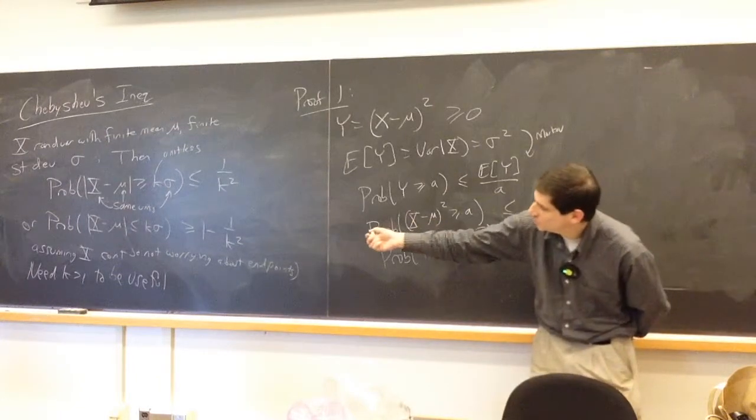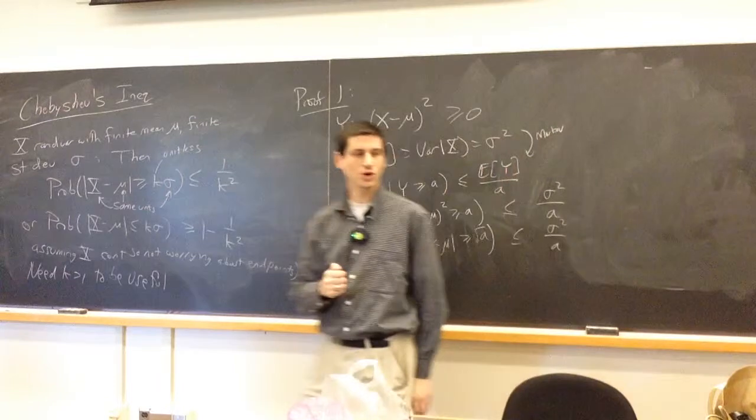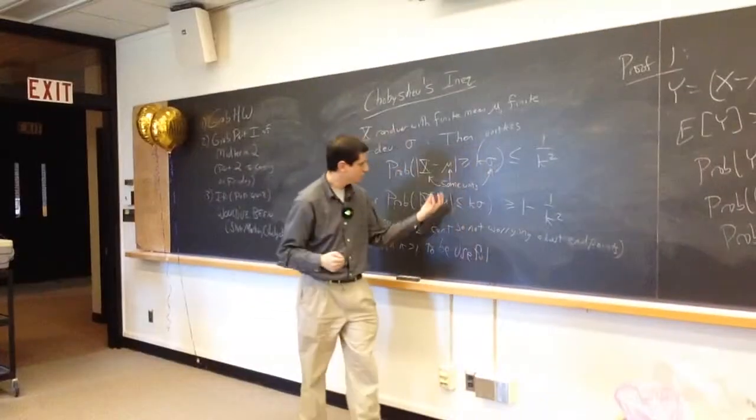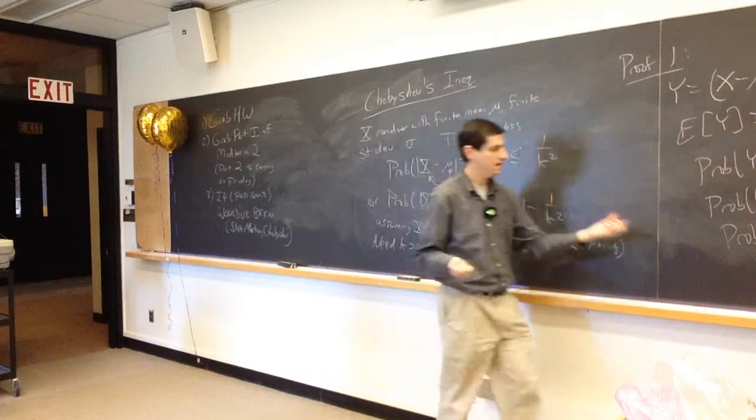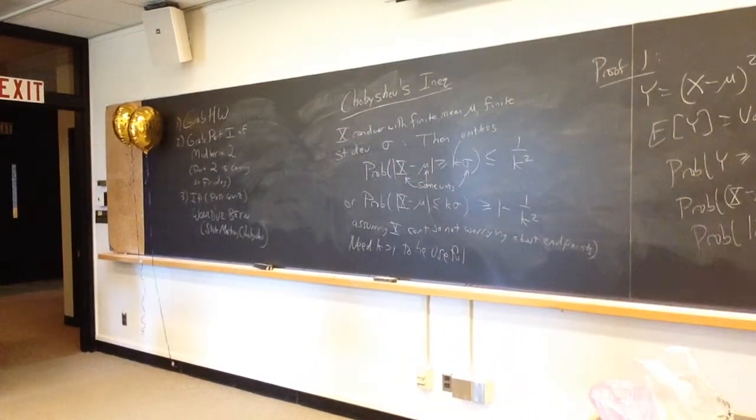Given that we're trying to prove Chebyshev's inequality, if we look at Chebyshev, we want to show that this is greater than or equal to k sigma. So that tells us we need to take the square root of a to be k sigma.